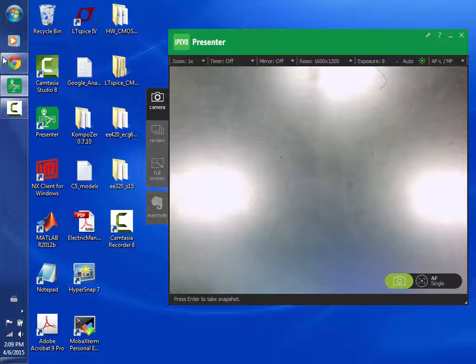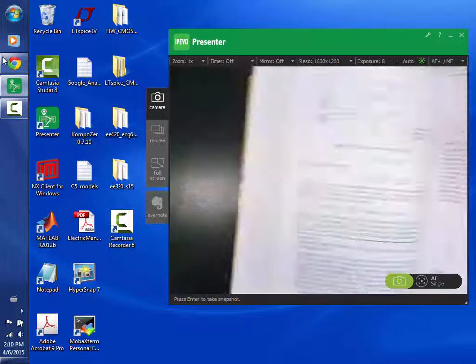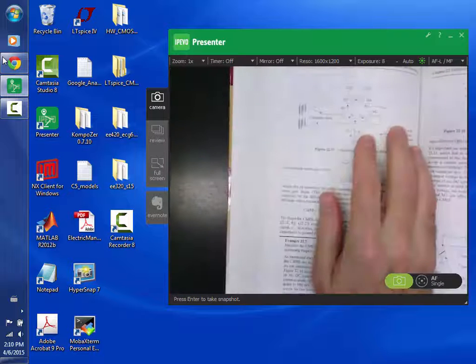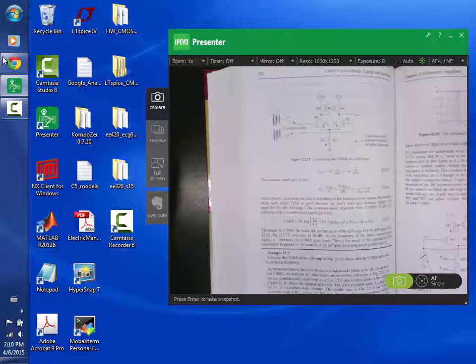So let's look at common mode rejection, CMRR. Let's look at 2216. And here's more of a discussion on common mode rejection. Very important issue.